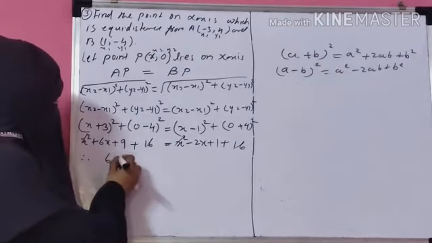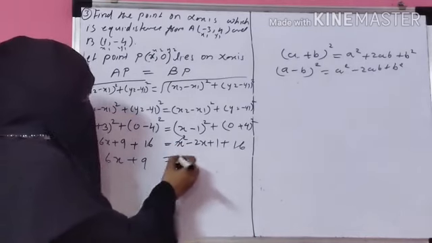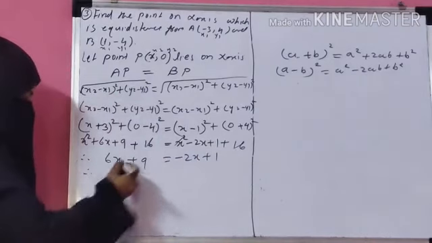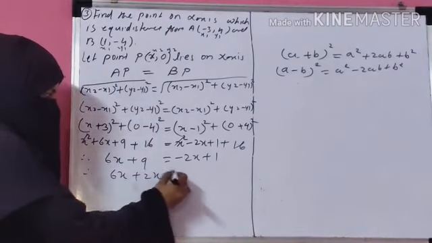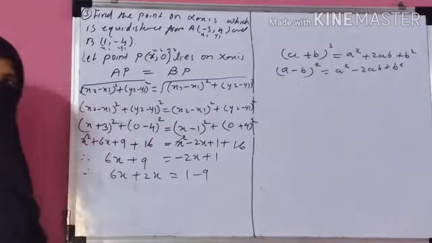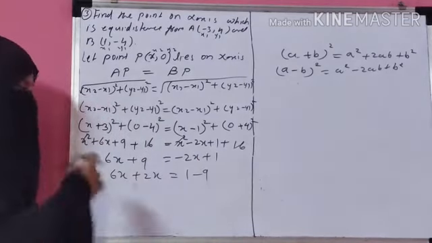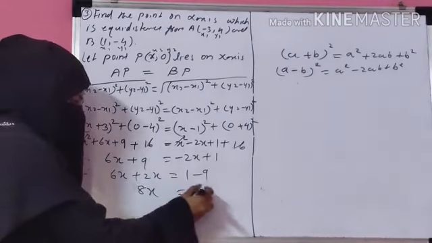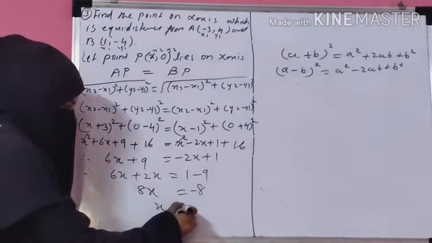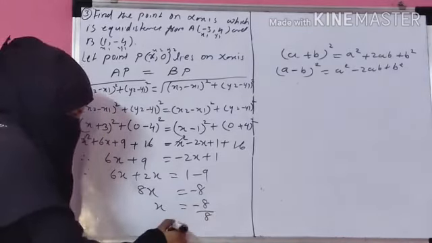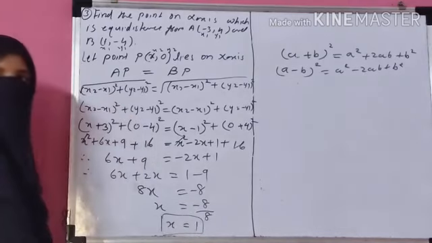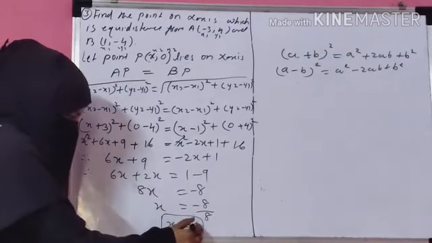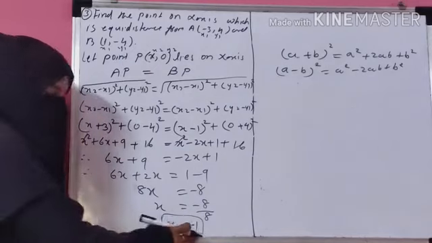The remaining part is 6x plus 9 on this side, and minus 2x plus 1 on the other side. Shift the variable to the left side and numbers to the right side, so 6x plus 2x is equal to 1 minus 9. 6x plus 2x is 8x, and 1 minus 9 is minus 8. So x is equal to minus 8 divided by 8, which is minus 1. So the x value is minus 1.